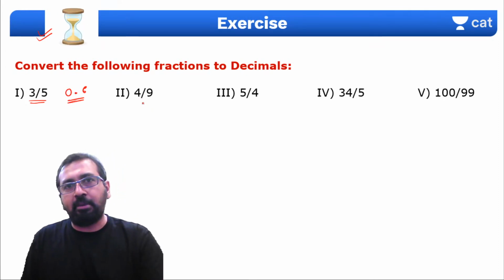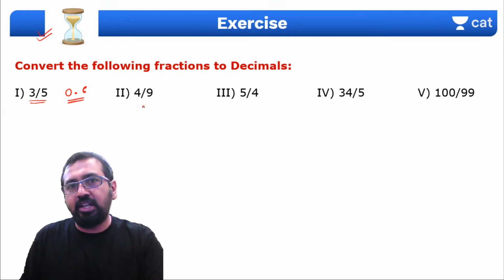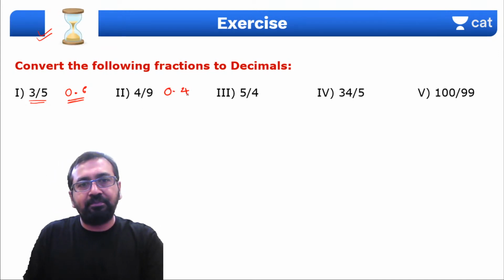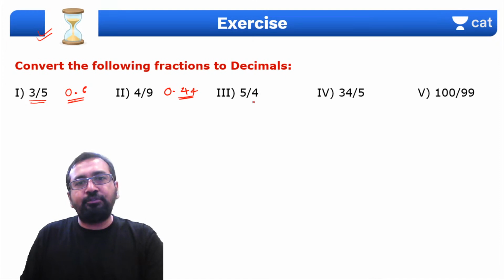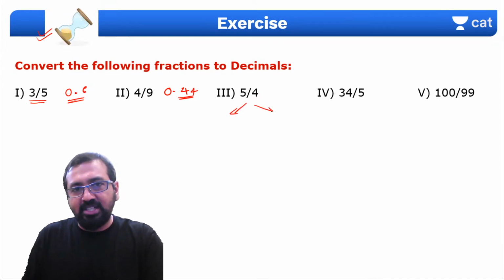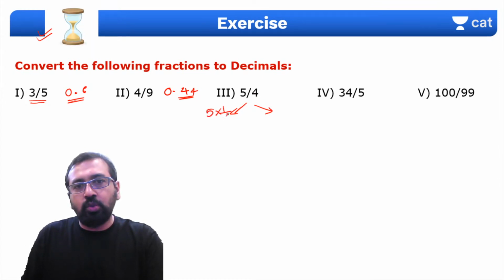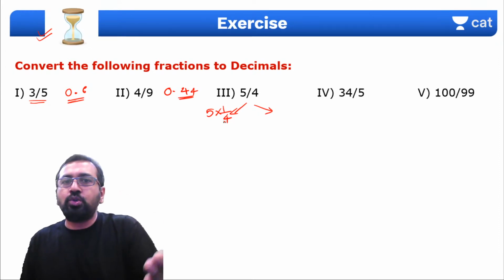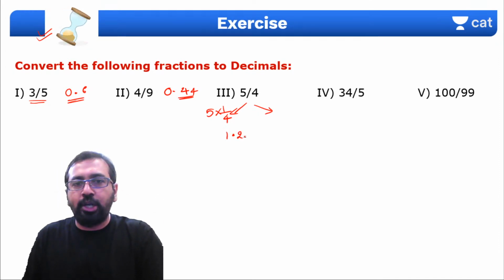4/9. So you all remember 1/9 is 0.1111. We'll just remember 0.11. So 4/9 is 4 times of that. That is 0.44. 5/4. You can do it in two different ways. So let me help you understand this. One is I can think this as 5 into 1/4. So 1/4 is 0.25. So 5 into 0.25, it's 1.25.